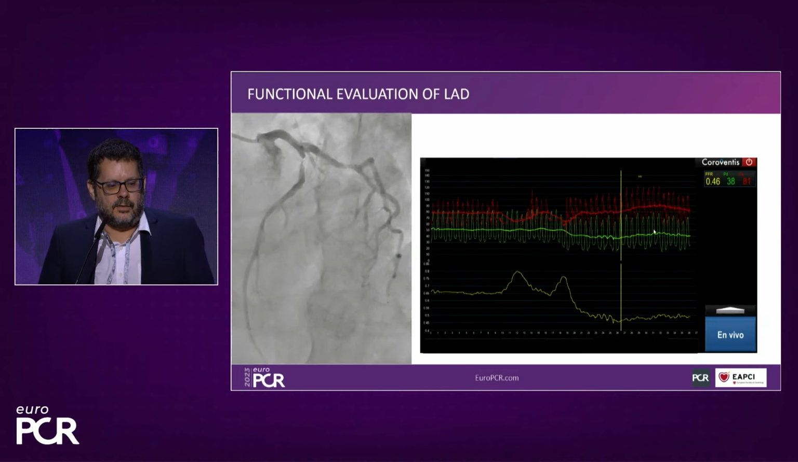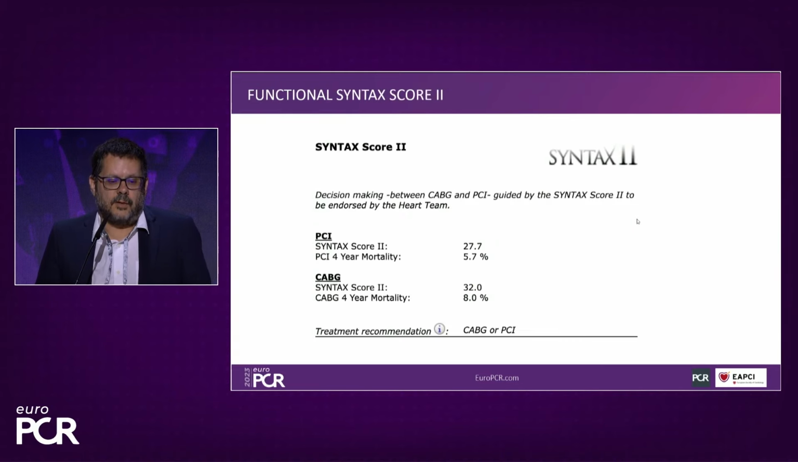All right. And then at last, because we had the wire, we also did the same in the LAD. Of course, you don't need to do FFR in this type of lesion. It's quite clearly an ischemic lesion. But as you can see here, we have a very low FFR. This is one of the lowest I've seen, 0.46, which means a very ischemic lesion. So now at this point, instead of 3-vessel disease, from a functional point of view, we have 1-vessel disease.